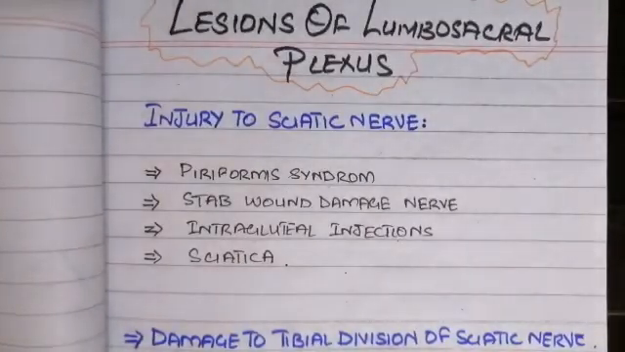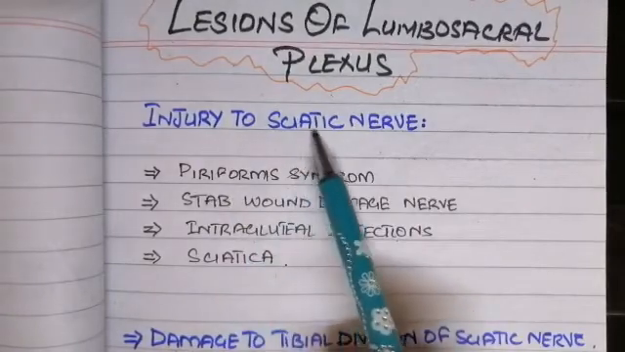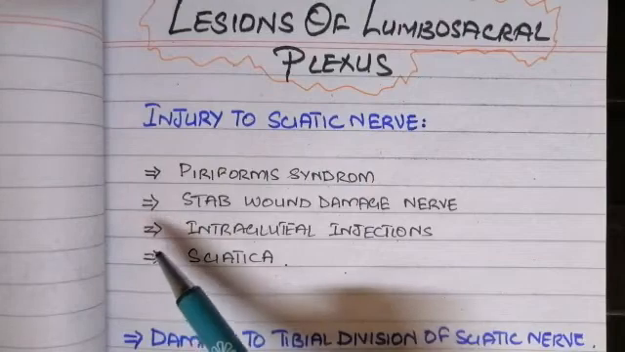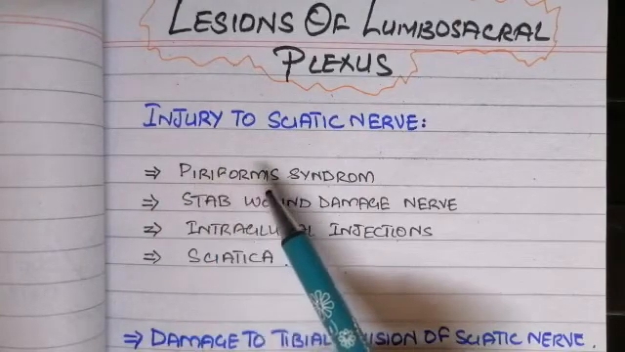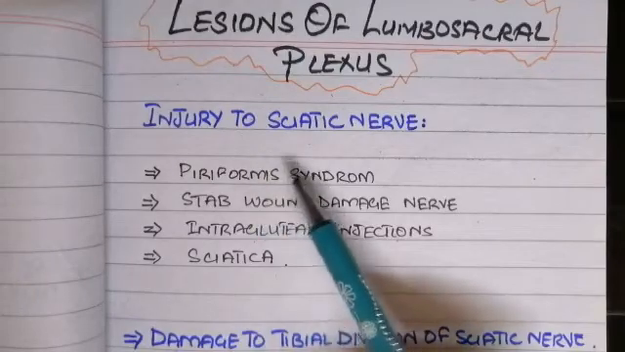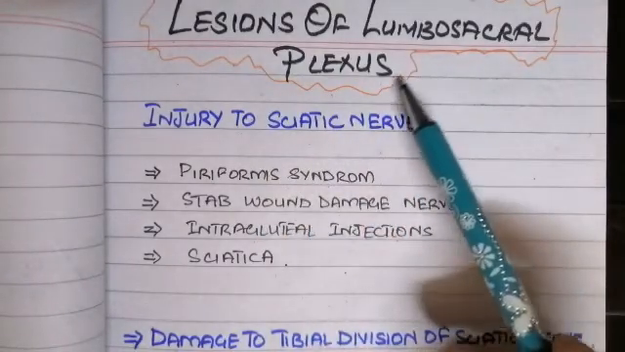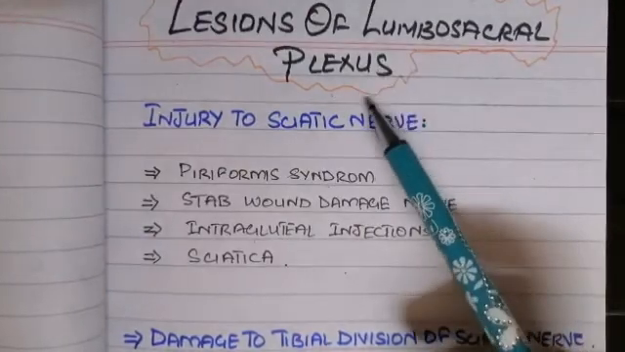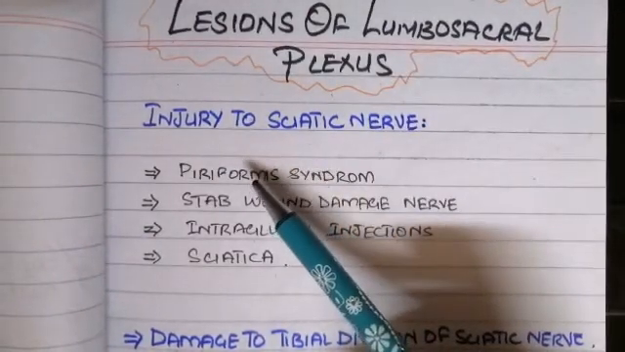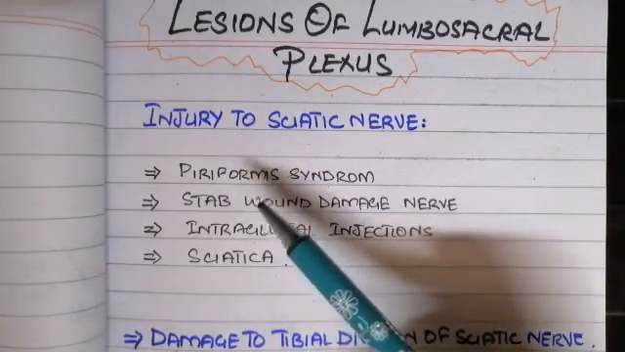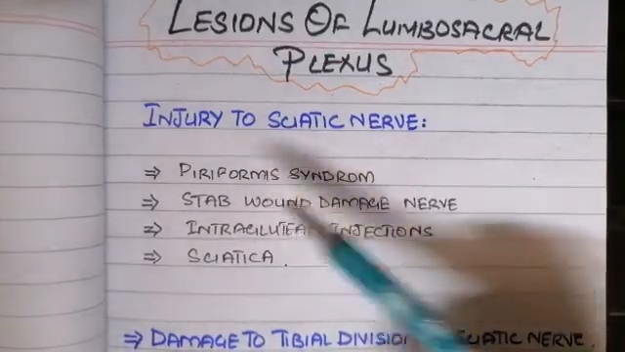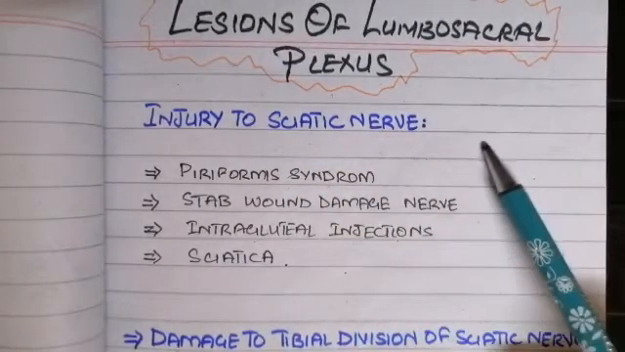This sciatic nerve passes through the greater sciatic foramen. This greater sciatic foramen is present in the hip bone, and it is covered by the piriformis muscle. When the nerve arises from the lumbosacral plexus, after arising, it passes through the greater sciatic foramen inferior to the piriformis muscle, and then it goes deep to the gluteus maximus muscle in the gluteal region, and then ultimately it goes beyond the gluteal region.